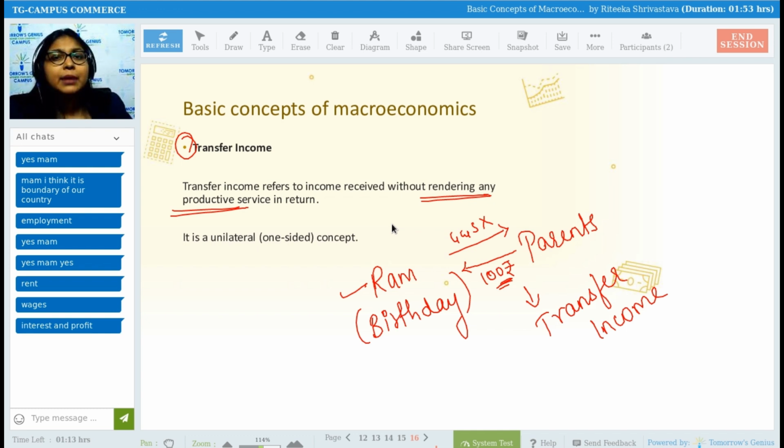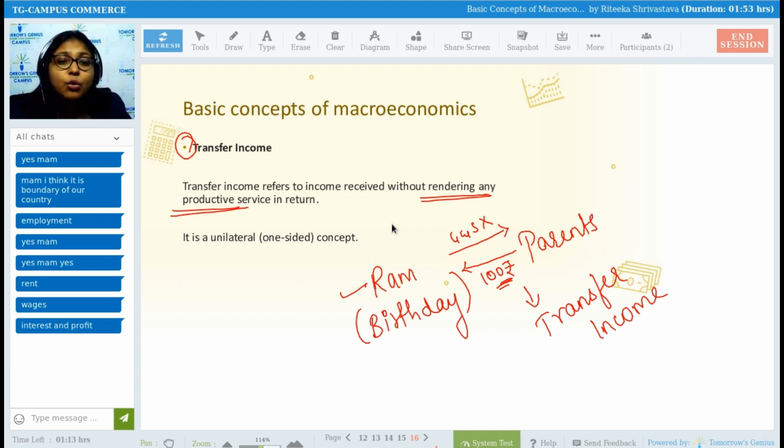Now suppose today my mother comes and gives me 200 rupees. In return, I am not going to give her any goods or services. So those 200 rupees will come under what? Transfer income. But suppose I am an entrepreneur, I have 4 laborers working for me, and I give them 200 each. Then that will be what kind of income? It would be a factor income.